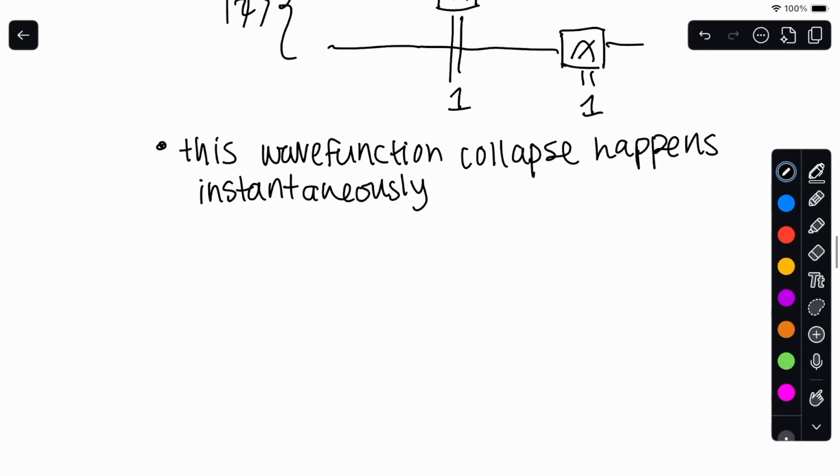Another really bizarre thing about entanglement is that this wave function collapse happens instantaneously. And this should raise some alarm bells maybe, because as you probably know, nothing can travel faster than the speed of light. So isn't there something going on from one qubit to the other qubit that's telling it, oh, the wave function has collapsed? This turns out not to be the case.